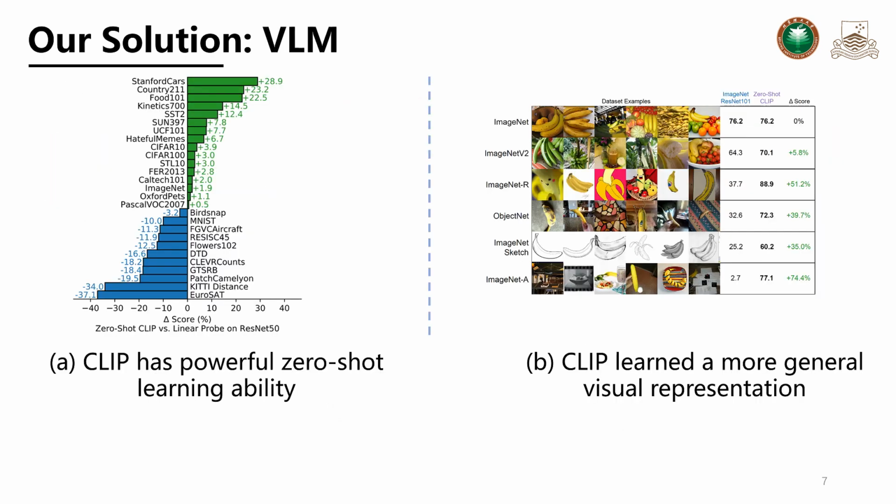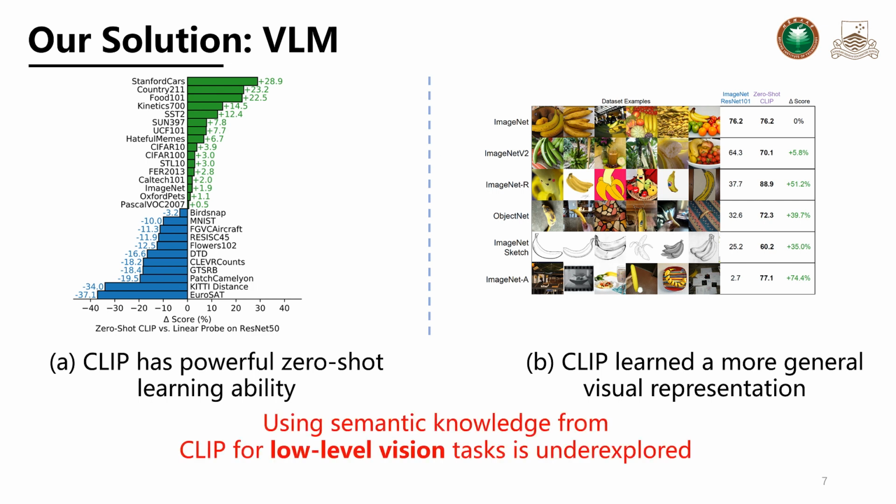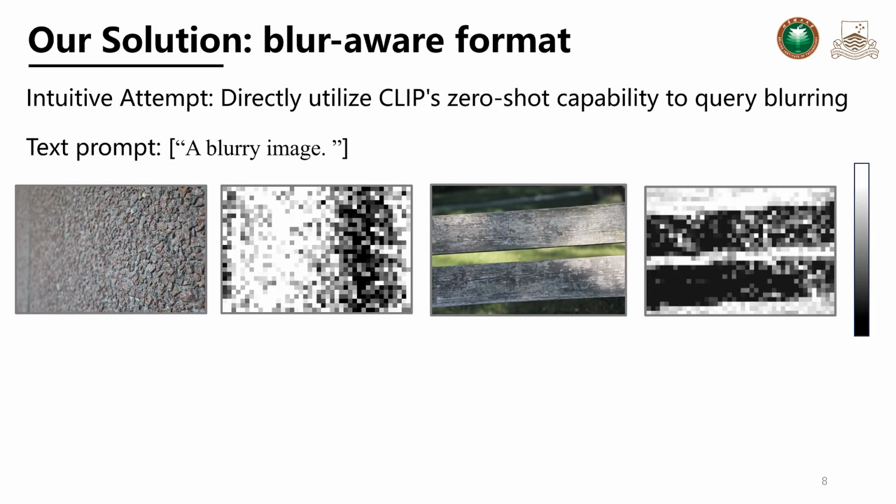CLIP is a typical VLM model. The zero-shot learning capability of CLIP is one of its outstanding advantages. However, using semantic knowledge from CLIP to handle low-level vision tasks is underexplored. Thus, an initial idea was born. Can we use CLIP's zero-shot learning ability to quantify blur?